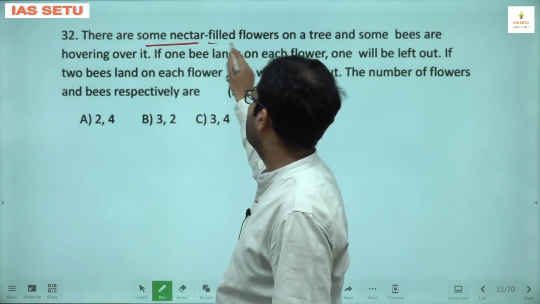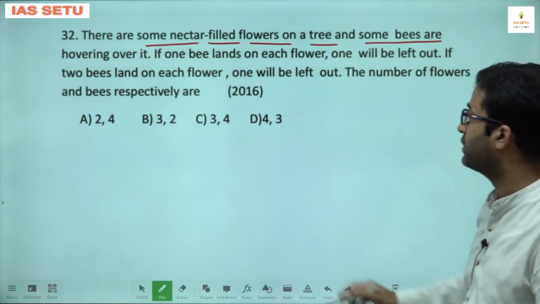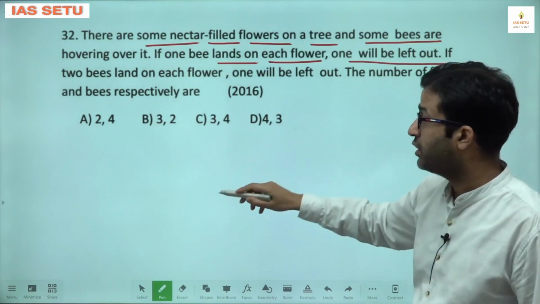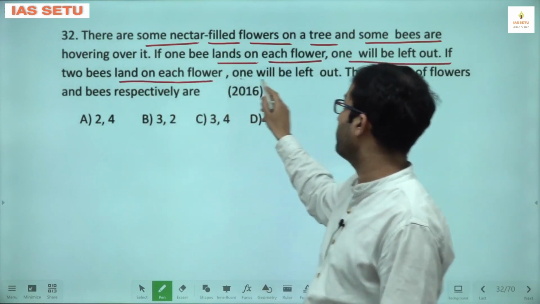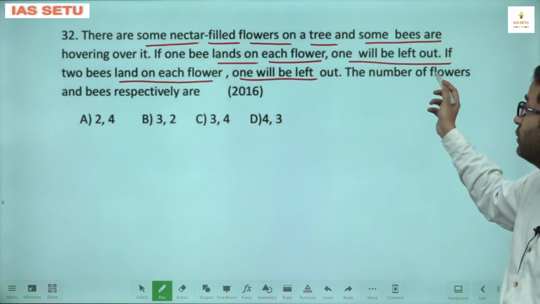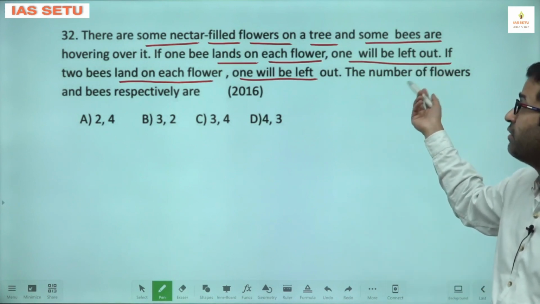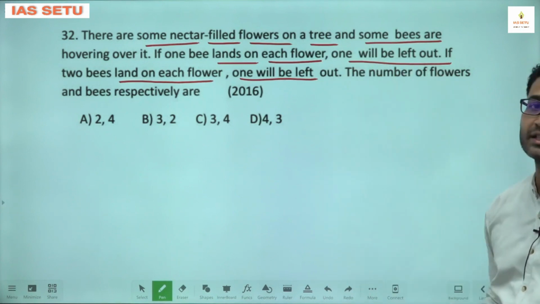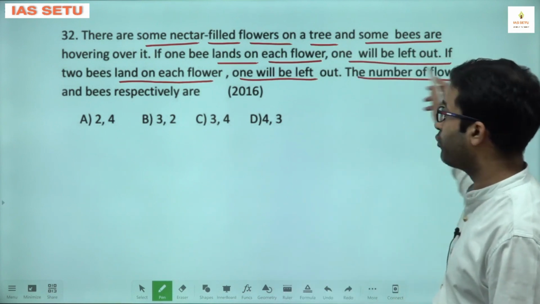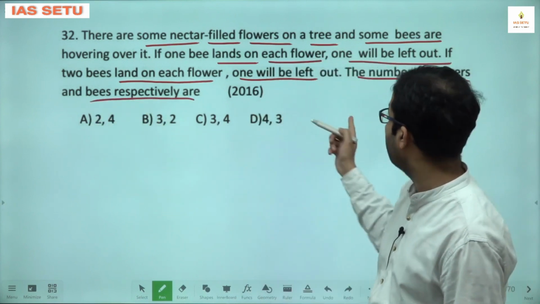There are some nectar filled flowers on a tree. Some bees are hovering over it. One bee lands on each flower, one will be left out. If 2 bees land on each flower, one will be left out. See here the catch in this question: one will be left out, one will be left out. It is not for the same. In one statement, one will be left out, maybe for flower. In the second statement, one will be left out, maybe one bee left out. The number of flowers and the bees respectively are. So we can use answer options, flower and bees.